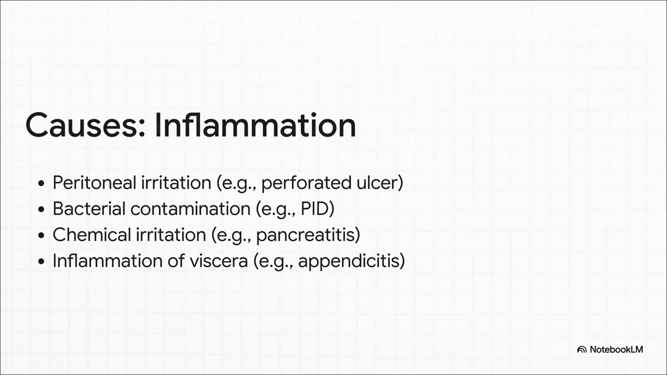Okay, so a huge bucket of causes is inflammation or infection. This can happen a few ways, right? You could have a perforation, a hole in the appendix or an ulcer, spilling stuff into the abdomen. You could have a primary bacterial infection, or you could have intense chemical irritation, like the digestive enzymes in pancreatitis. All of these tend to cause that really severe, constant pain.